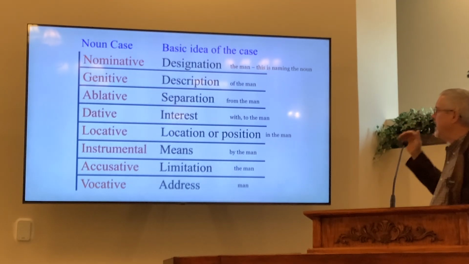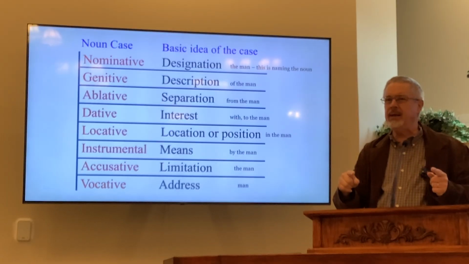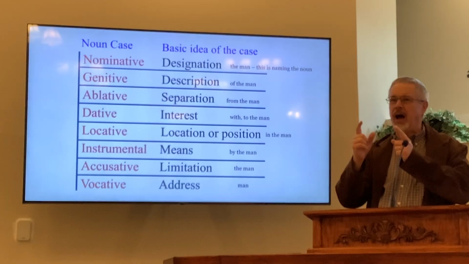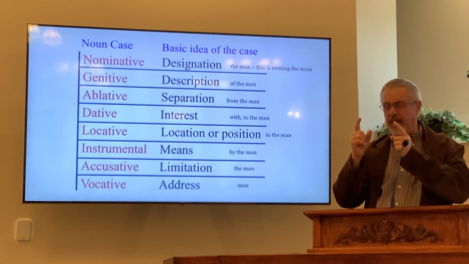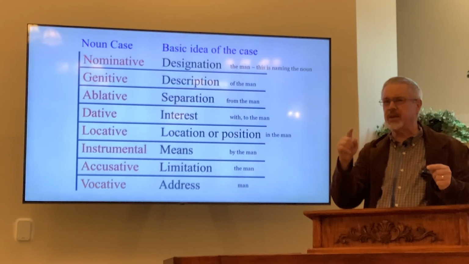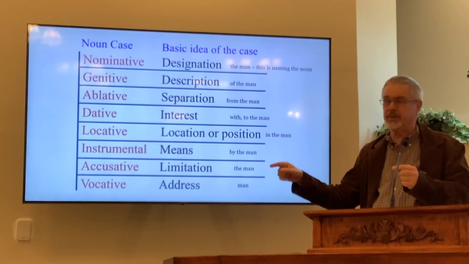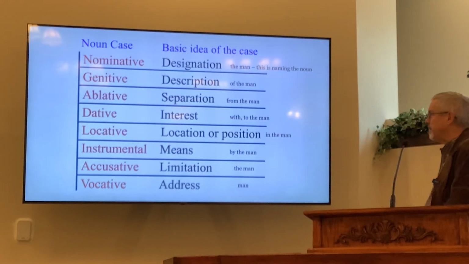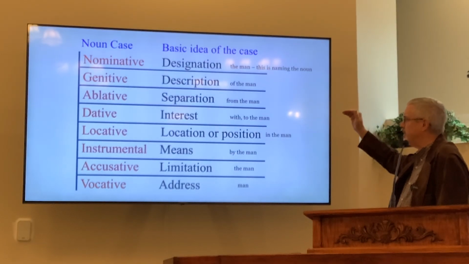The nominative case is called designation. What is that? That is the naming of the noun. The man went to the store. The man is the subject. That is in the nominative case. I am naming who the subject is, and then what the man does. The man went to the store. We get to the genitive case. The genitive case is more descriptive. That would be "of the man."